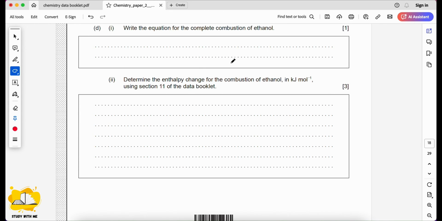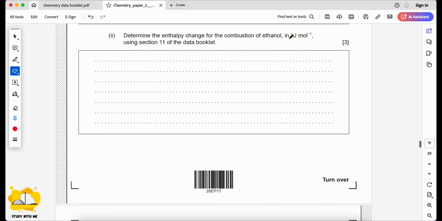Write the equation for the complete combustion of ethanol. Ethanol, C2H5OH, reacts with oxygen. If it's complete combustion, it produces CO2 and H2O. If it's incomplete, it produces carbon monoxide, CO. So this will be 3, this will be 2, and this will be 3. Don't forget to balance the equation.